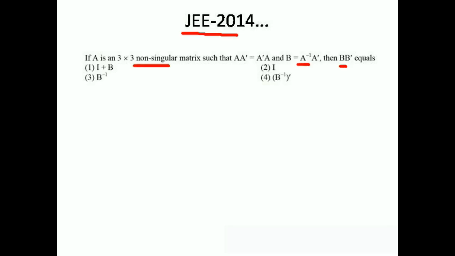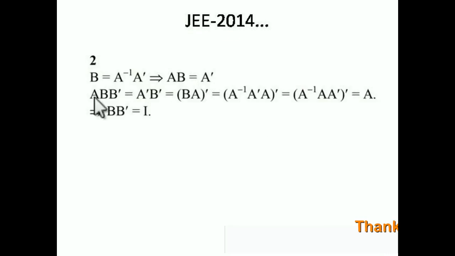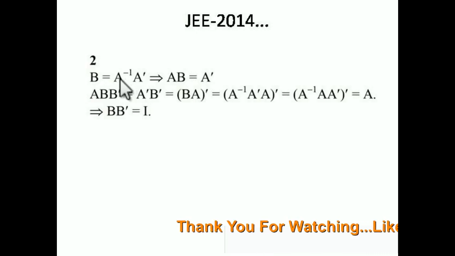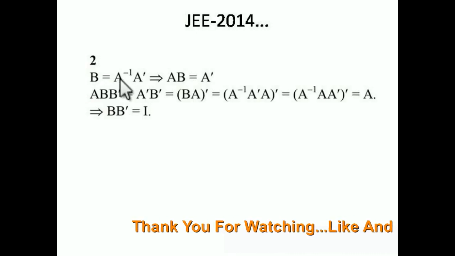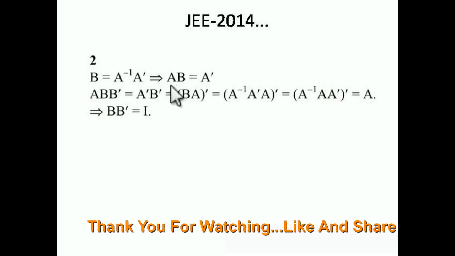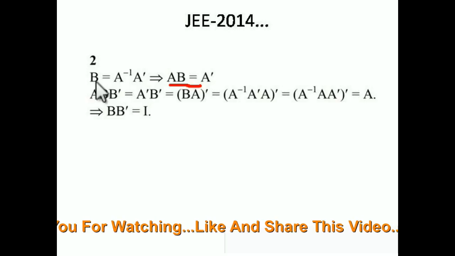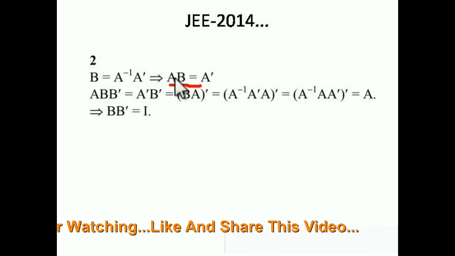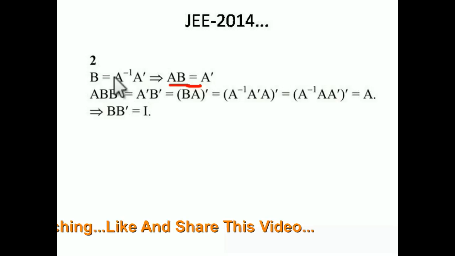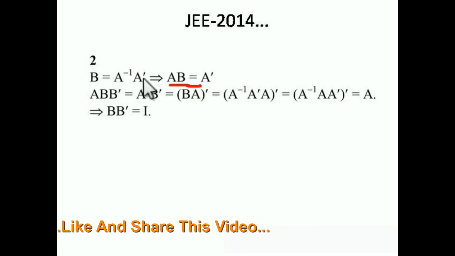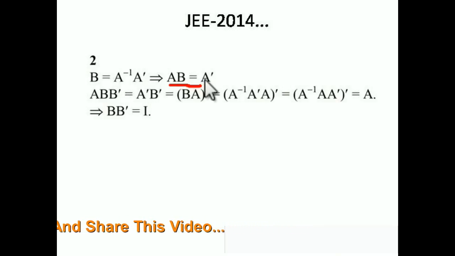So what we have to do: B is equal to A inverse into A dash. We know that. Now just multiply A on both sides. So it becomes AB is equal to A into A inverse into A dash. Now A into A inverse, that is I, and I into A dash, that is A dash. So AB is equal to A dash. Understood? We just multiplied A here and here. If I multiply A here, it becomes AB. If here I multiply A, then A into A inverse, that is I, into A dash, that is A dash, because anything multiplied by I is itself.